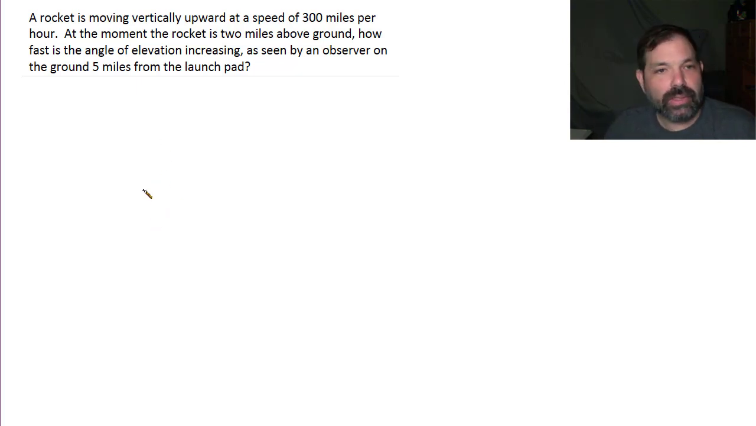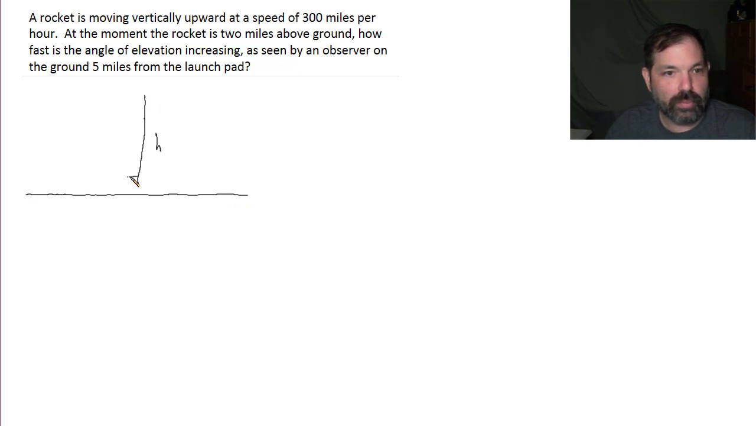All right, so let's assume we have a nice situation here where we have a right triangle. A rocket is moving vertically upward at a speed, so the rocket's height is increasing. Let's call that h. Here's the ground level. Since it's moving vertically, h is at a right angle to the ground, as long as the ground is relatively horizontal.